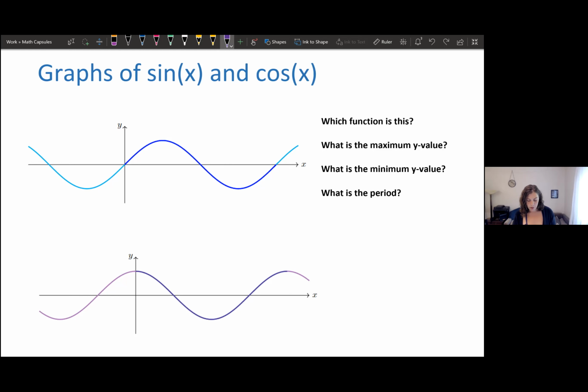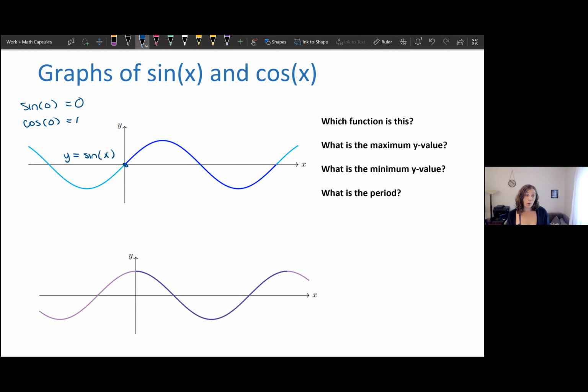So first one is in blue here. Which function is this? Is this sine or is this cosine? If you're not sure, maybe you can use the values that you know of sine and cosine to figure it out. For example, maybe you know that sine of 0 is equal to 0, whereas cosine of 0 is equal to 1. That would tip you off that this is actually the graph of sine of x.